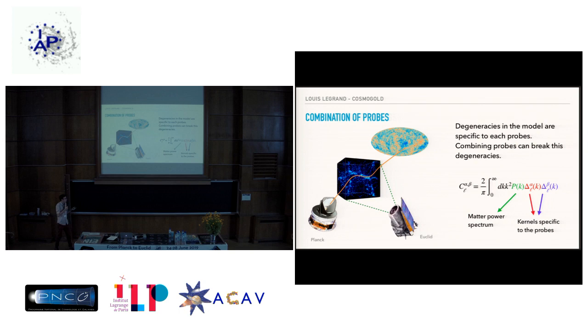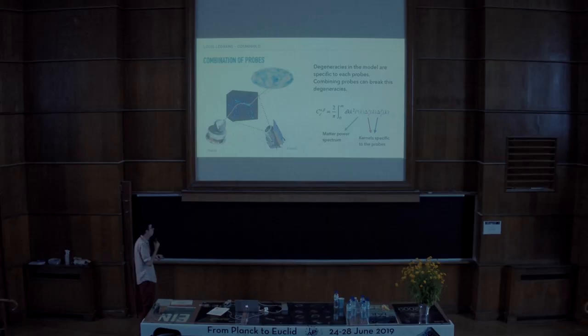So these two tracers are not giving the full information, because CMB lensing is like the integral of the mass, so you will not be able to see some redshift evolution. And galaxies, we know they are biased tracers of the mass. The correlation function of galaxies is not the same as the correlation function of the matter. So each of these probes has degeneracies in the models, and also, as Elizabeth said, degeneracies in the systematics. And combining probes can break these degeneracies.